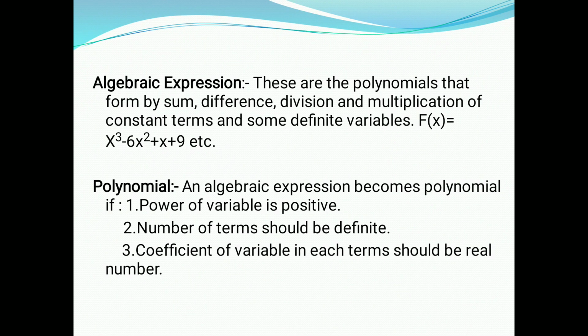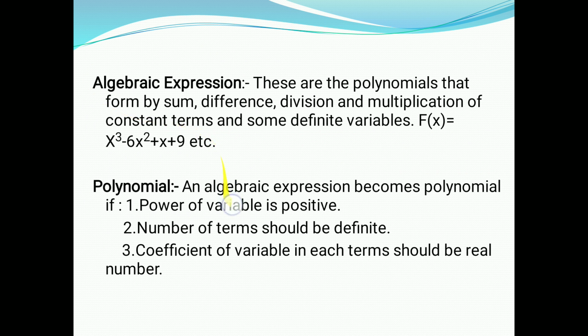Algebraic expression. We have already studied algebraic expressions. What are they? It is nothing but sum, difference, division and multiplication between constant terms and some definite variables. Here, for example, in this polynomial f(x), 9 is a constant term, and 6 is also a constant term as the coefficient of x square. So f(x) is equal to x cube minus 6x square plus x plus 9. Here there are plus and minus signs between the definite variables and constant terms. This forms an algebraic expression.